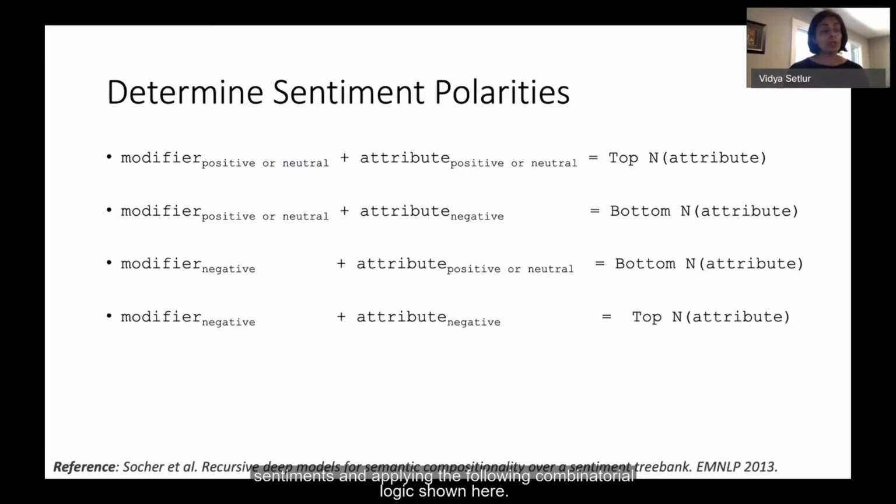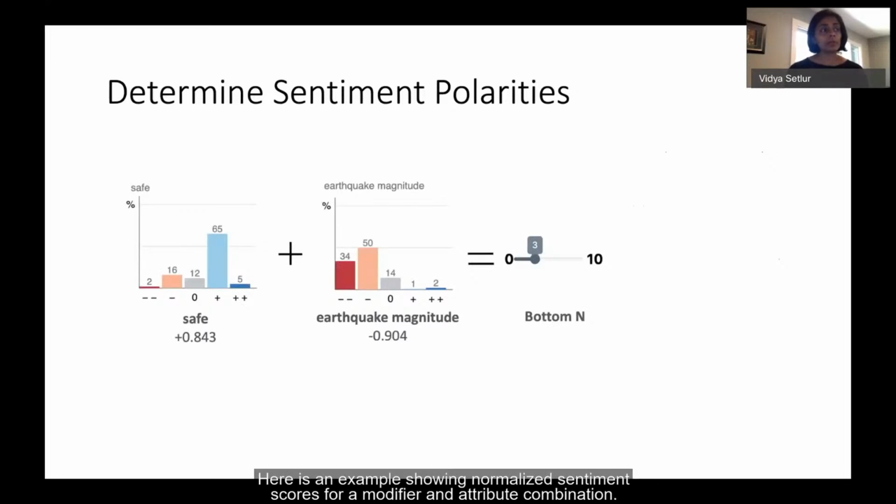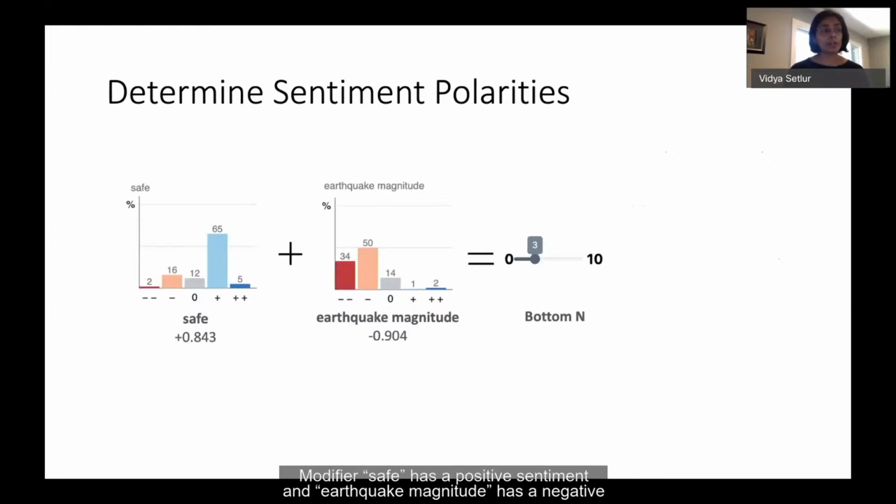shown here. We treat neutral sentiment similar to positive sentiment, as neutral text tends to be near the positive boundary of a positive-negative binary classifier. Here is an example showing normalized sentiment scores for a modifier and attribute combination. Modifier safe has a positive sentiment and earthquake magnitude has a negative sentiment, resulting in a bottom range on magnitude determined by the Richter scale from Wolfram Alpha.